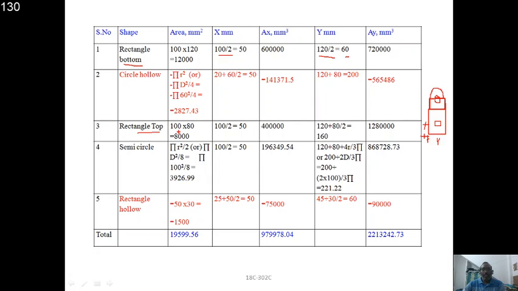This dimension is 100 by 80, that is the area, and its x is the same thing, 100 by 2, because it is the same distance from this axis. And y bar is taken from the origin O. So this is the origin point, therefore 120 plus 80 by 2. This is 80, therefore 120 plus 80 by 2.